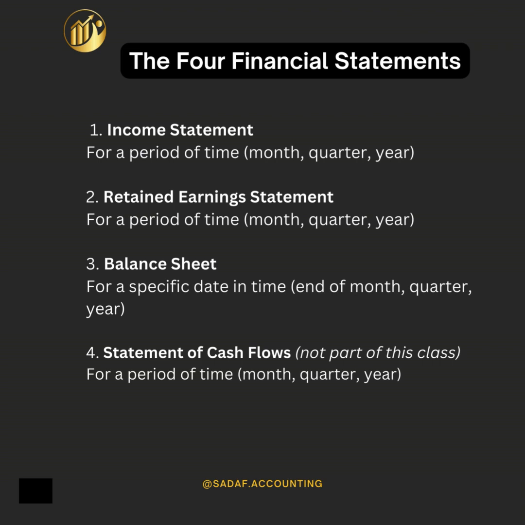Next one, we have the retained earnings statement. This is also for a period of time. And the next one is the balance sheet. This is only for a specific date in time. And finally, our fourth financial statement is the statement of cash flow, which is for a period of time as well. The statement of cash flow is not going to be discussed in this session, as it's a little bit more complex.